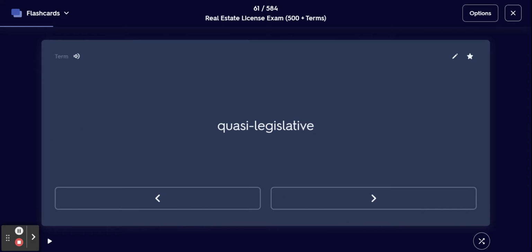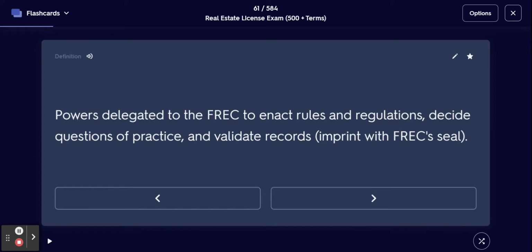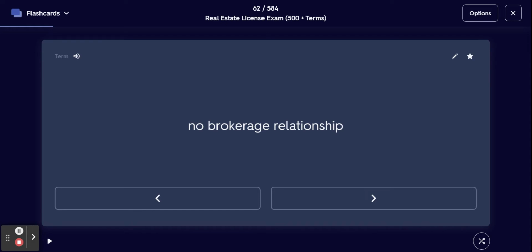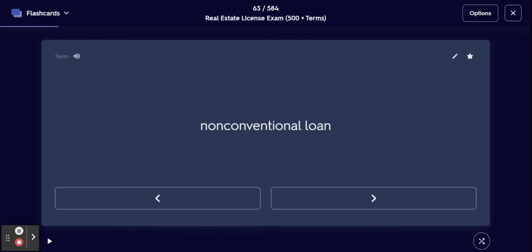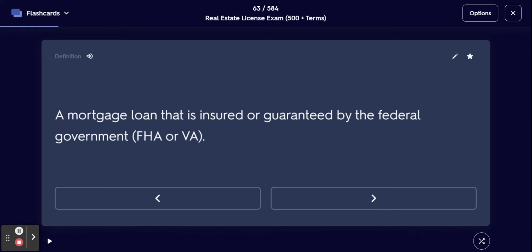Quasi-legislative. Powers delegated to the FREC to enact rules and regulations, decide questions of practice, and validate records. No brokerage relationship. The broker doesn't represent the customer. See also non-representation. Non-conventional loan. A mortgage loan that is insured or guaranteed by the federal government.